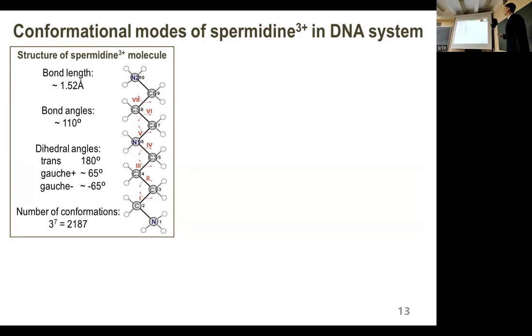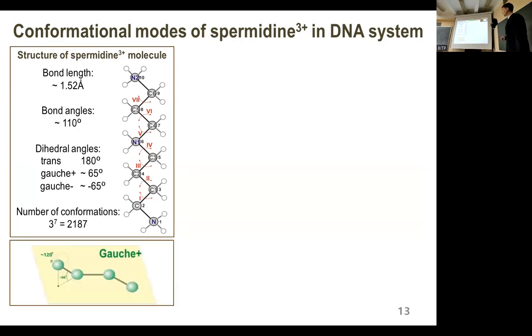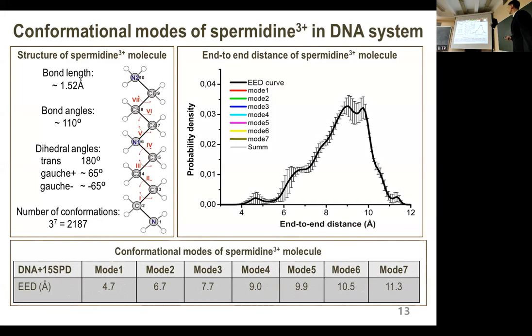You can see they are numerated with Roman numbers. And there are 3 possible conformations for each dihedral angle. This is gauche plus, gauche minus, and trans. And as a result, we can have, in general, more than 2,000 conformations of spermidine for such small molecule. So we calculated the end-to-end distance. So this is the distance between these 2 atoms, N and N2.